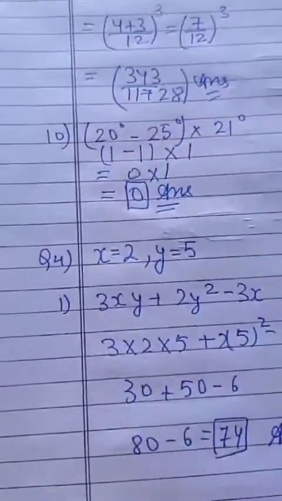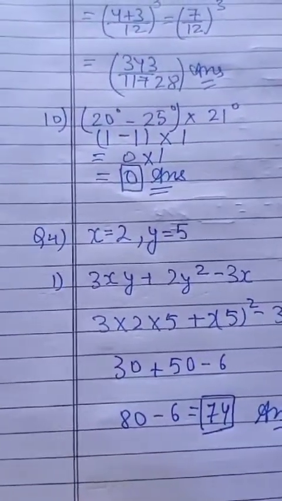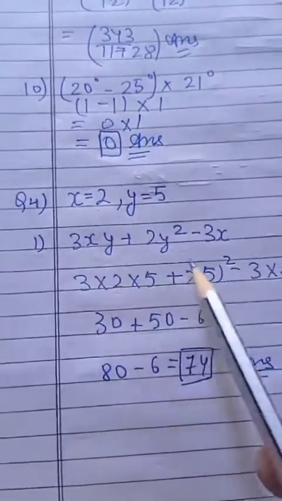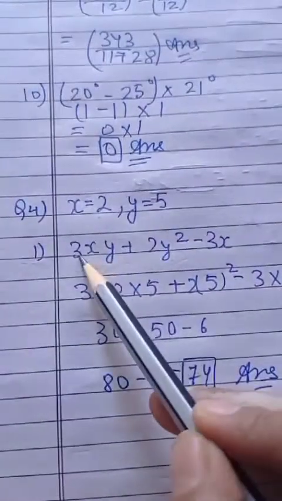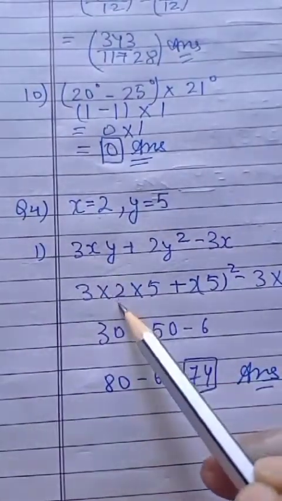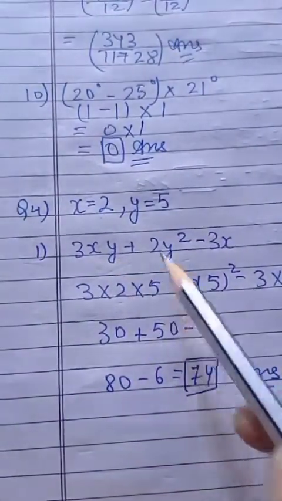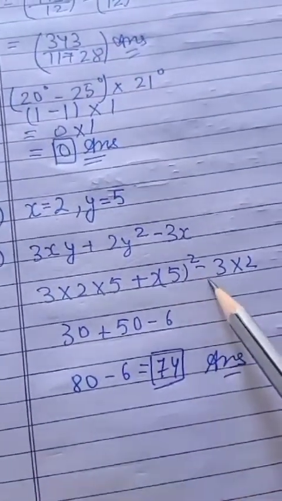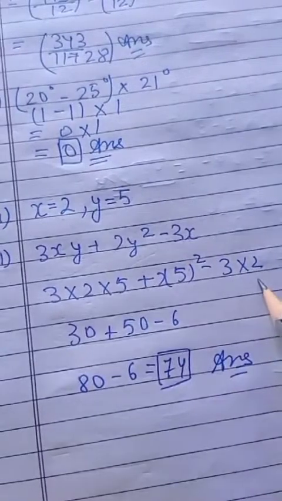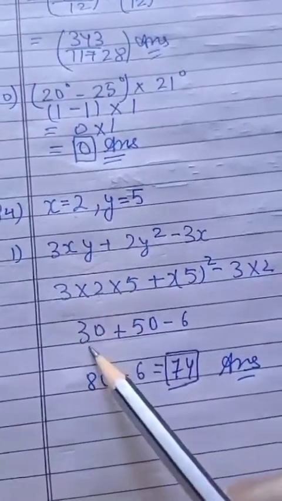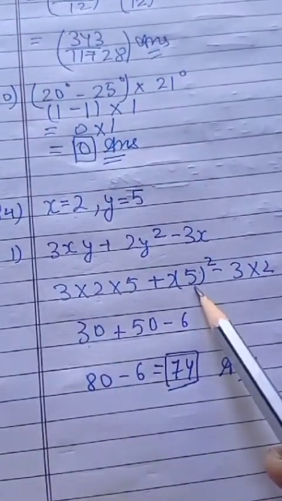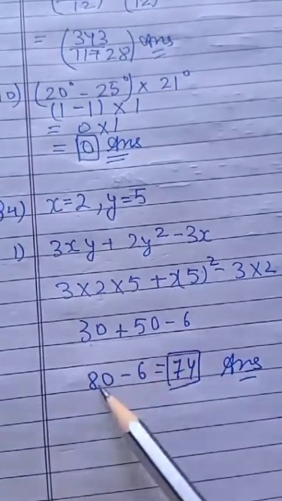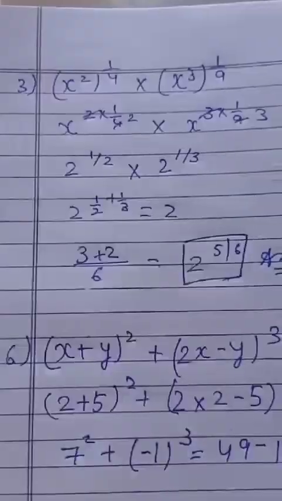Now 4th question is to calculate the value. Value of x is given, value of y is given. You are asked to find the value of this expression. So simple, 3 as it is, replace x with 2 and y with 5, plus 2 as it is, y is 5, it will become 5 square, minus 3x. 3x means 3 into 2. 5 2s are 10, 10 3s are 30, 5 5s are 25, 25 2s are 50, minus 6. 30 plus 50 is 80, 80 minus 6 is 70.